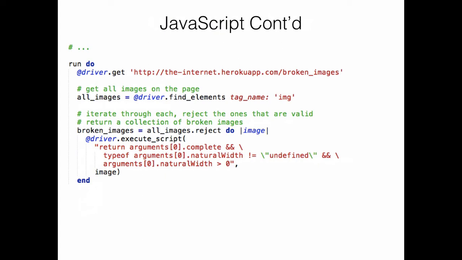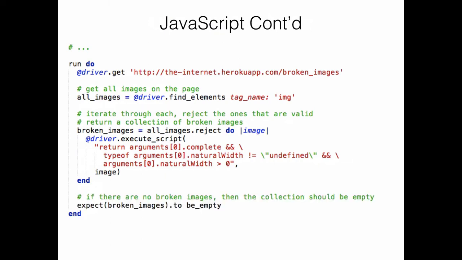Because if an image is broken, right, it'll have that little X, and the image width won't be full. And so this would catch that. This would tell us if there was a failure with an image loading. And then we can expect to make sure the broken images collection, just like before, is empty. And if it's not, it would fail.